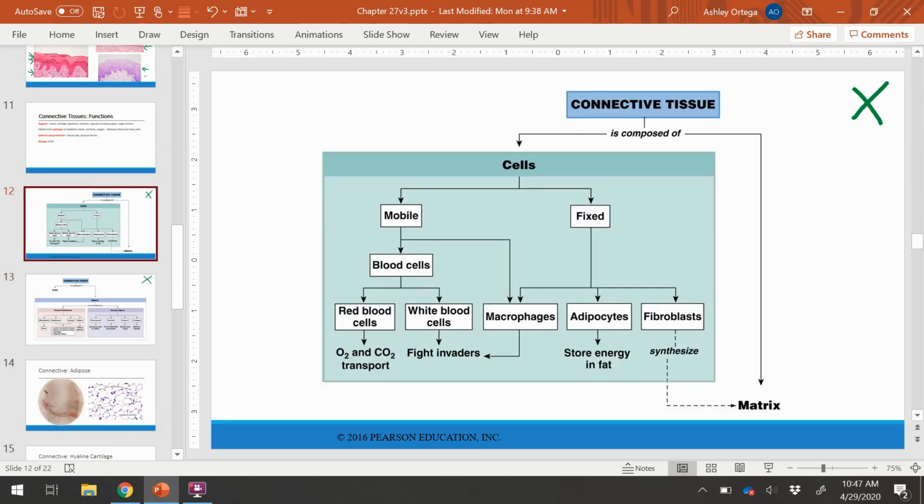So looking at cells here, cells are further divided based on whether they're fixed in one location, stationary, or if they're mobile. If they're mobile, they're moving around the body. Those are blood cells. They can be further divided into red blood cells and white blood cells. So these are erythrocytes. You'll see this term in this PowerPoint, so you want to understand that erythrocyte is red blood cell. White blood cell is leukocyte.